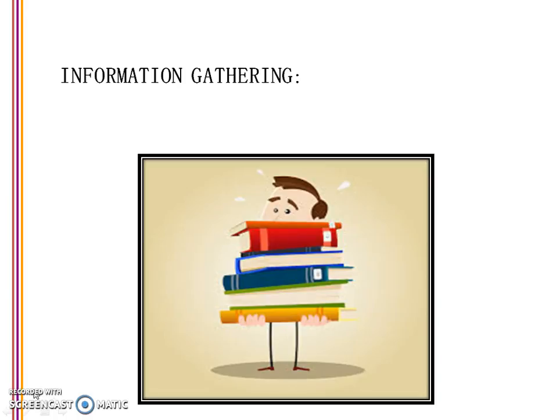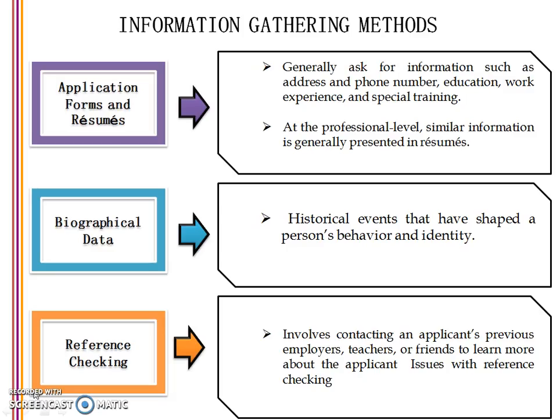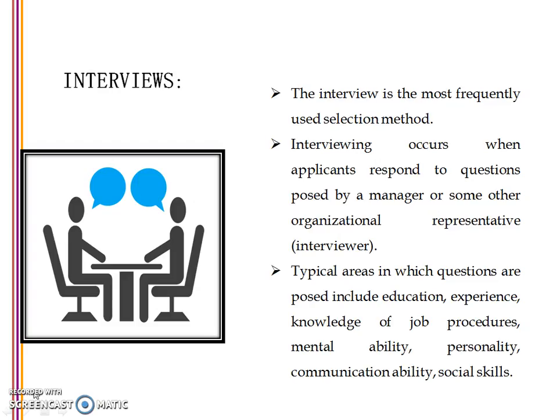The second method was information gathering. In information gathering, majorly we concentrate on 3 information gathering methods. The first is application forms and resumes. In this, we generally ask for general information about the candidate. Then comes the biographical data, in which we deal with the historical events that have shaped a person's behavior and identity. And the last is reference checking. It involves contacting an applicant's previous employers, teachers or friends to learn more about the applicant.